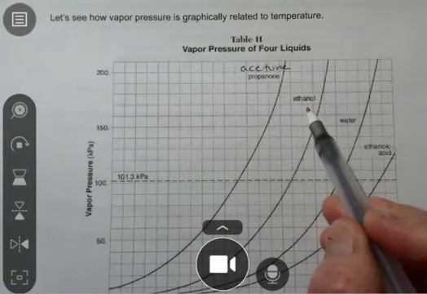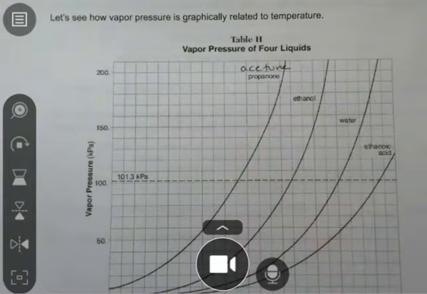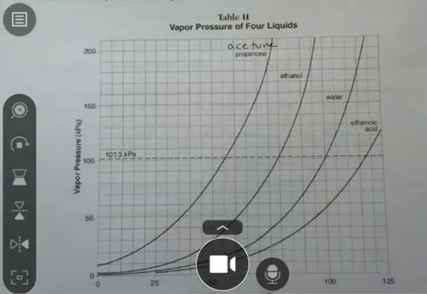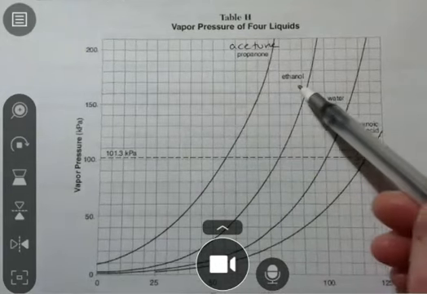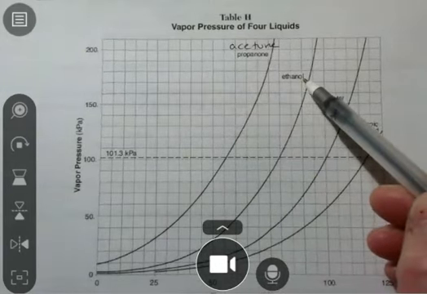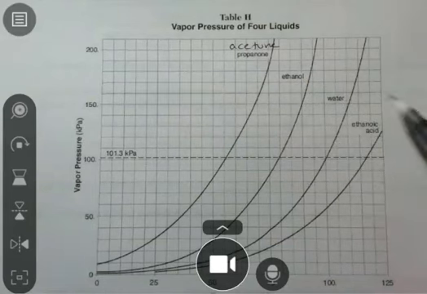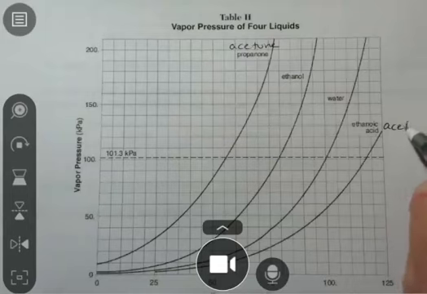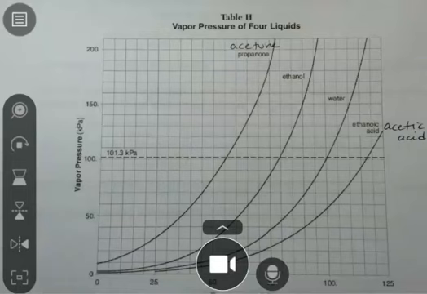ethanol, which is an alcohol that is based on the fermentation of corn or other starches, other grains; water; and then there's something called ethanoic acid, which is another name for acetic acid, which can be found in vinegar. So we have 4 liquids here.